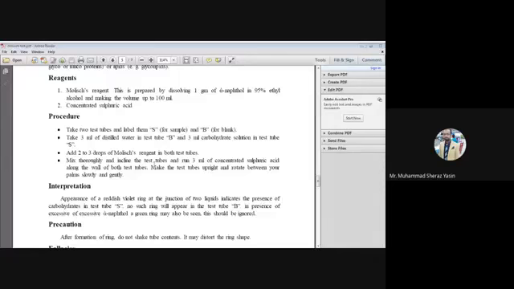This is how you can differentiate between the two solutions. One contains the carbohydrates and the other doesn't. So this is how you can go with the detection. You can go with the Molisch test in the lab.